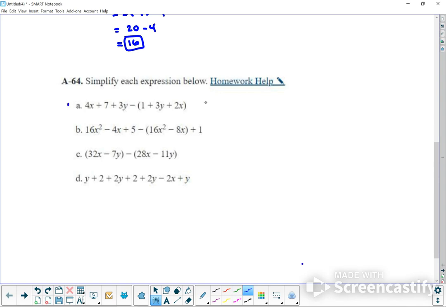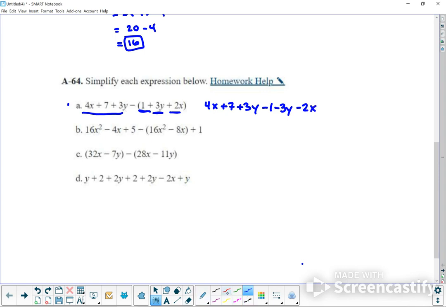So we get 4x plus 7 plus 3y, and then since I've copied all that, I'm going to go ahead and utilize the negative. So it'd be minus a 1, right? So it's the opposite of 1, which is negative 1. It's the opposite of positive 3y, which is a negative 3y. And it's the opposite of positive 2x, which is a negative 2x.